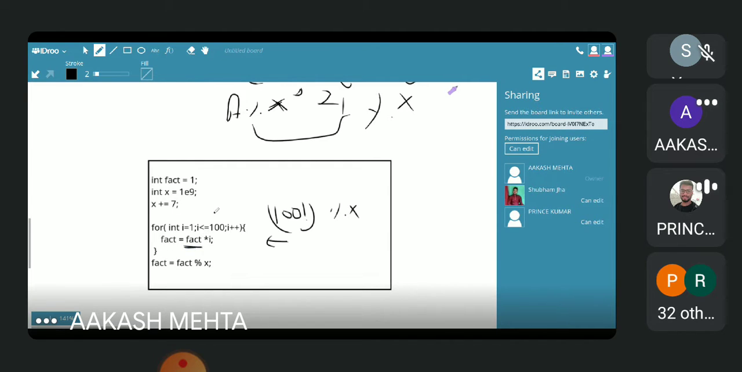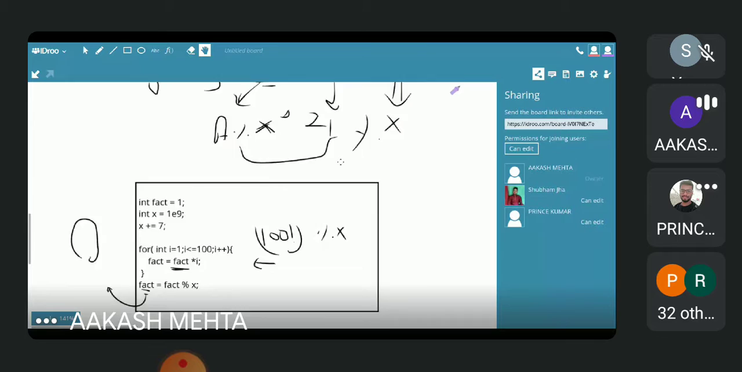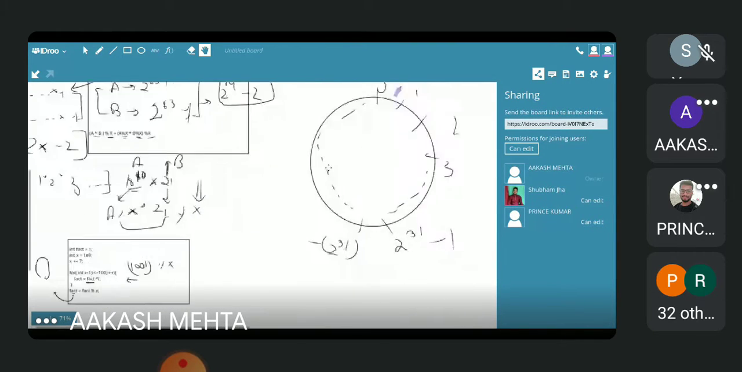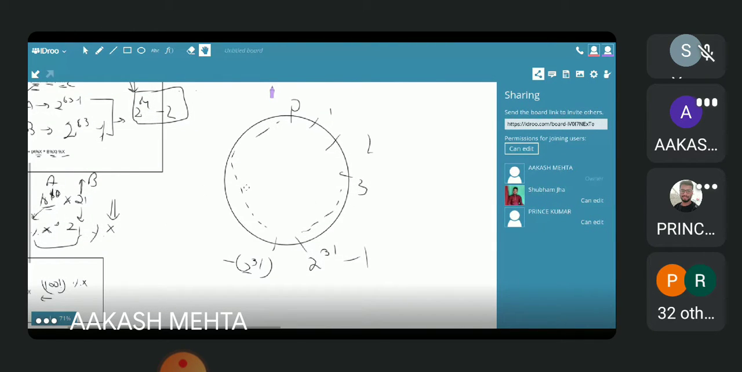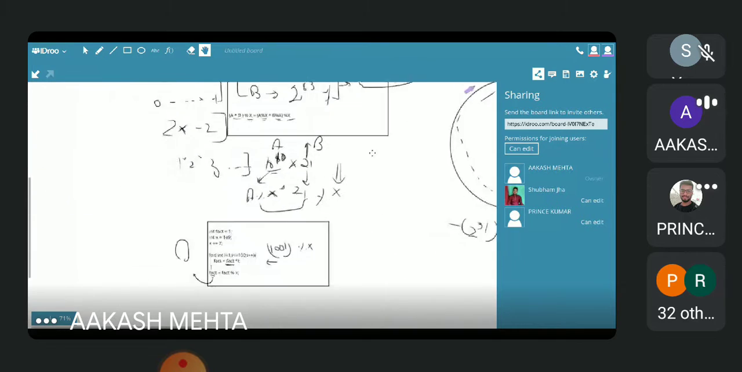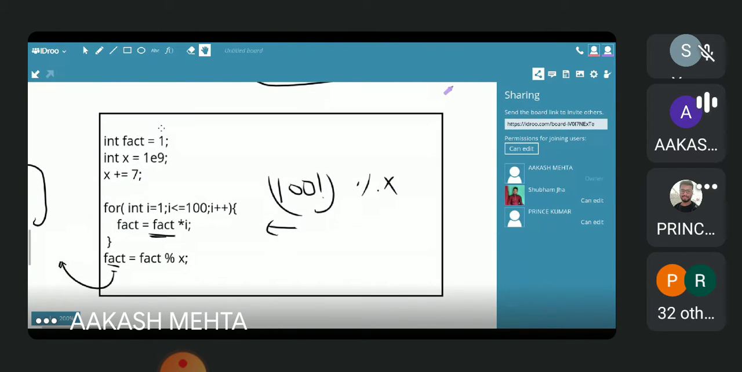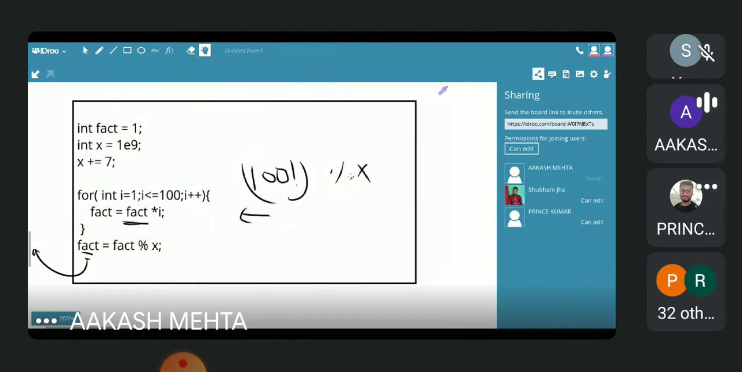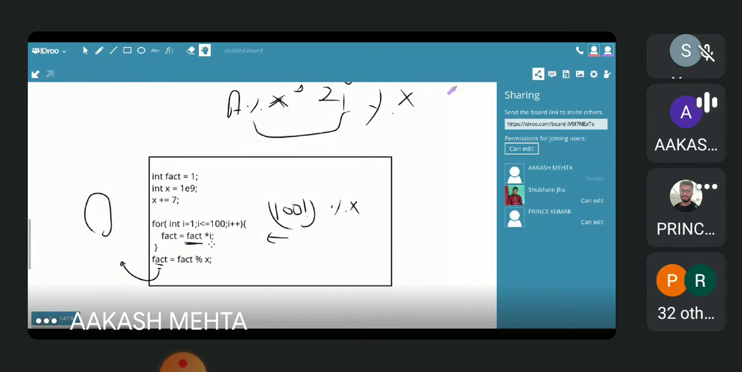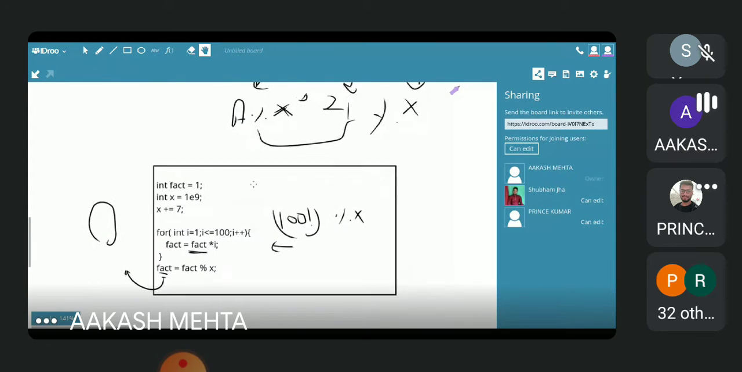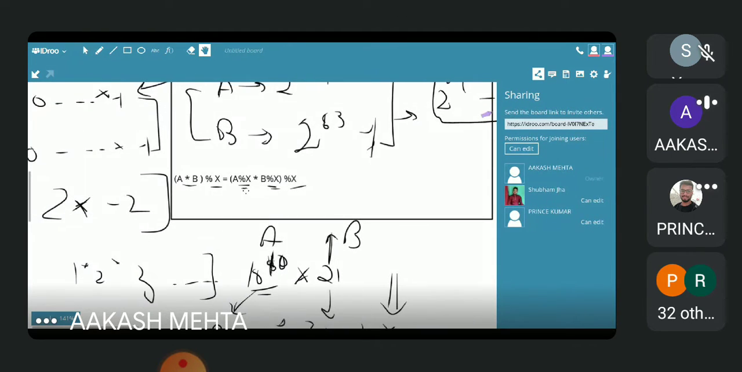This fact wouldn't contain 100 factorial because of the overflowing and repeating that circle again and again, which we talked about earlier. So this repeating circle will cause you to compute a wrong result. So this is the modulus operator in the case of multiplication.